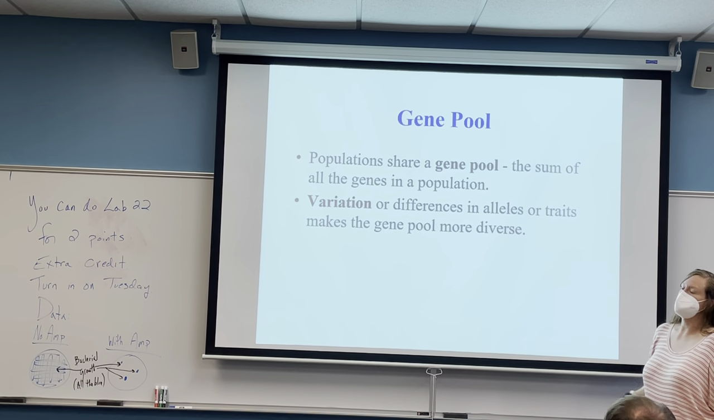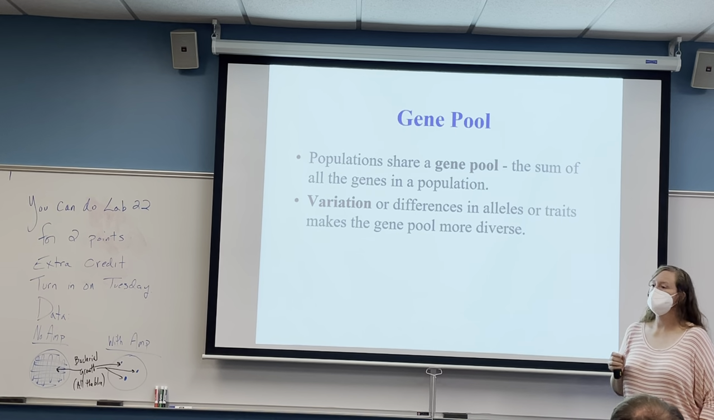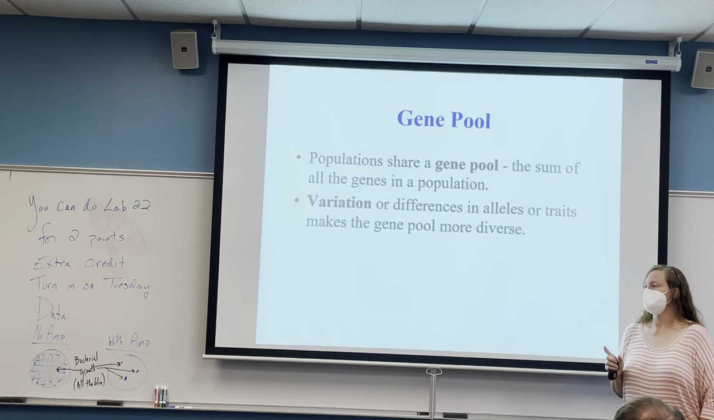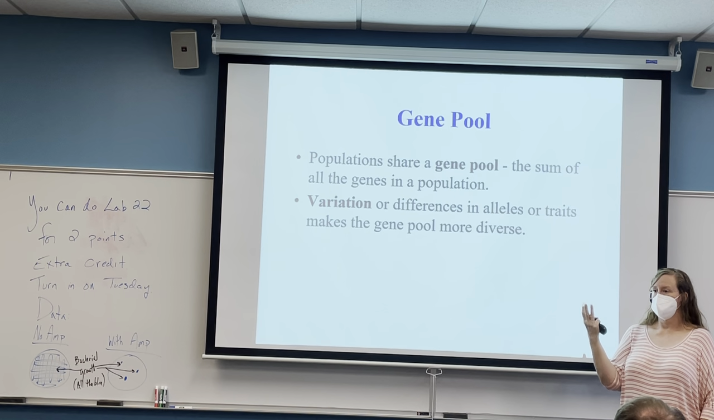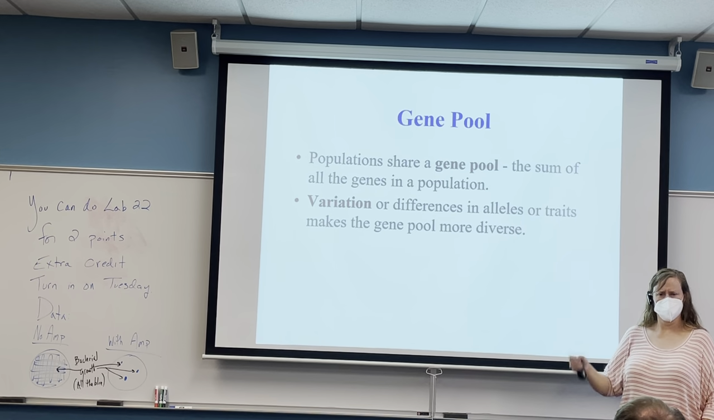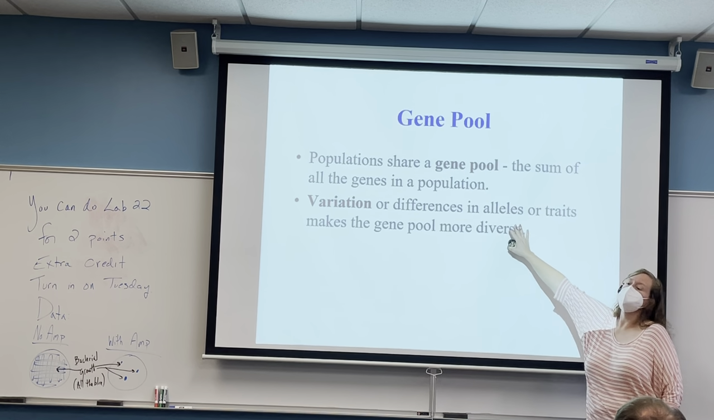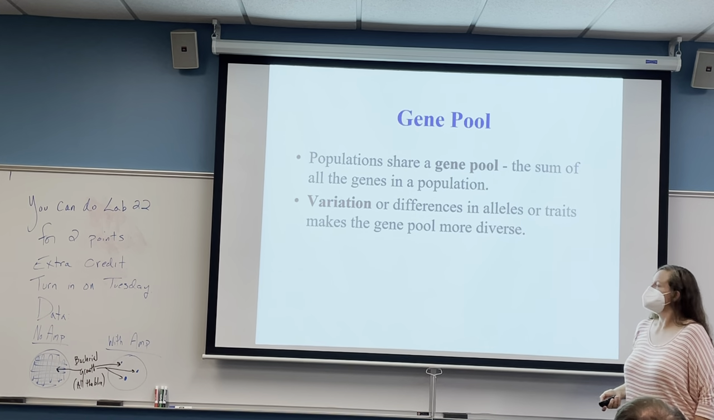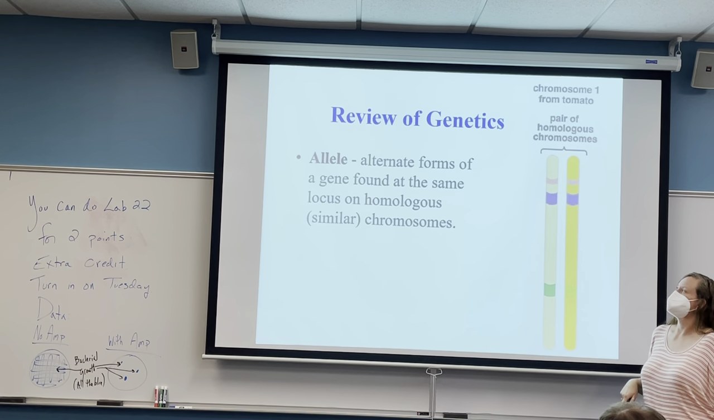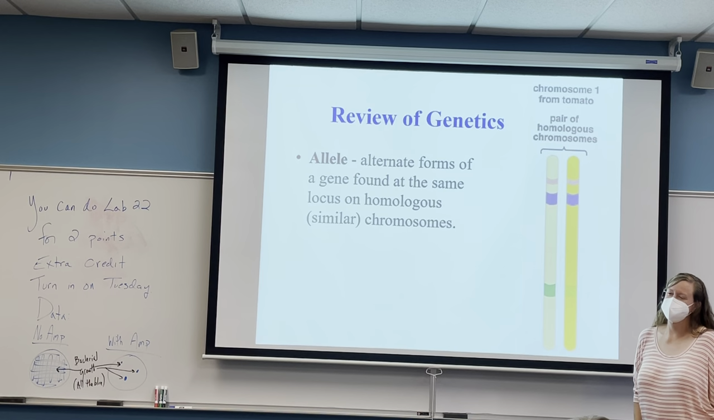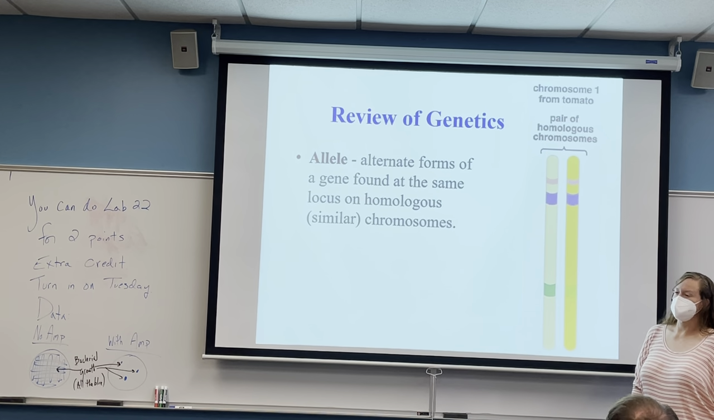Sorry, what does alleles mean? Allele means the different version of a gene. So the alleles for eye color in humans would be like brown, blue, hazel, green. So it's just the different versions of a gene. Alternate versions of a gene.